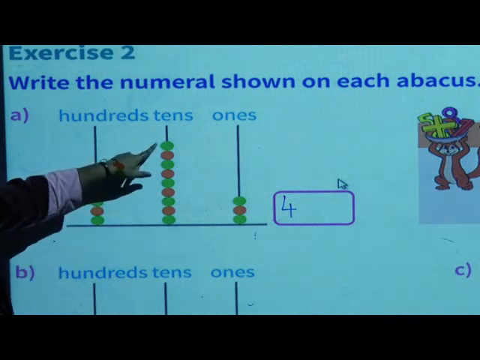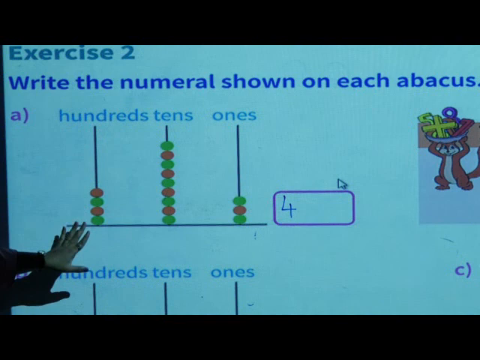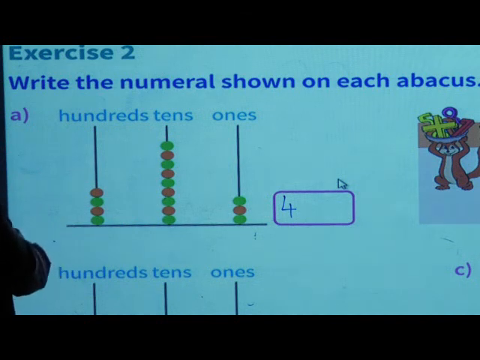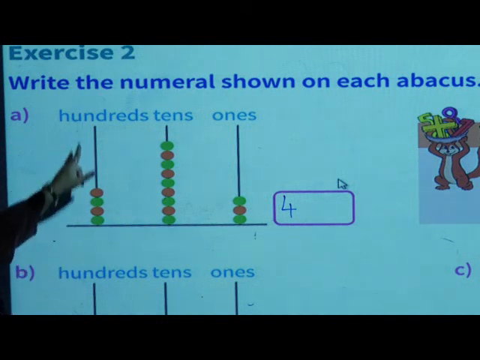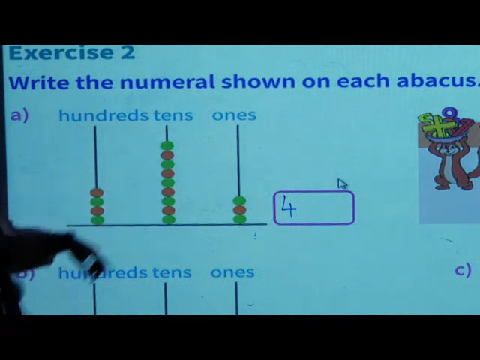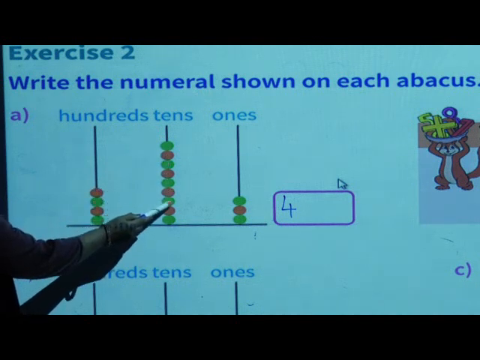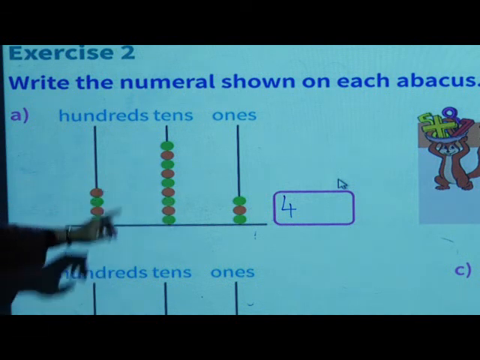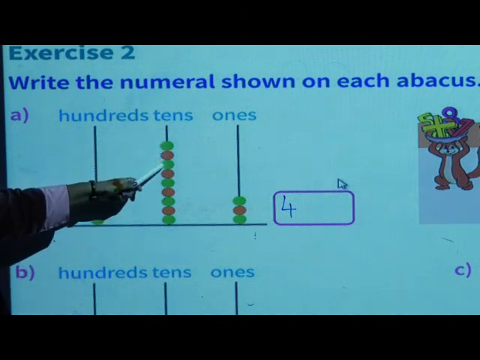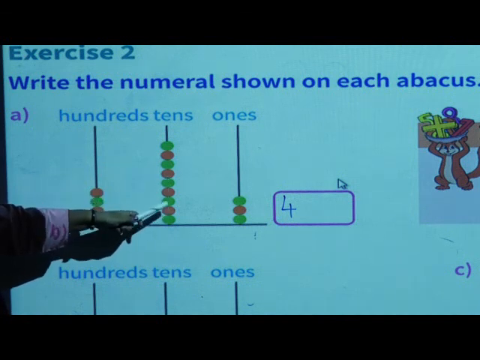Then tens. Now you are going to add the tens column. Every time you are going to count from the hundreds column, not from the ones column. If you count from the ones column, it is wrong. It is the wrong method. From the hundreds column, you will start to count. Now, tens. 1, 2, 3, 4, 5, 6, 7, 8, 9. How many are there? Come on, count with me. 1, 2, 3, 4, 5, 6, 7, 8, 9.